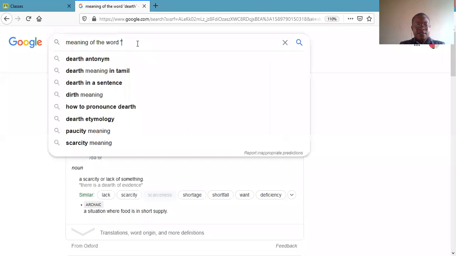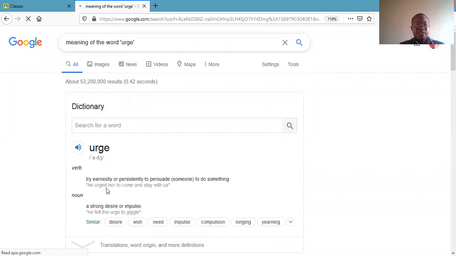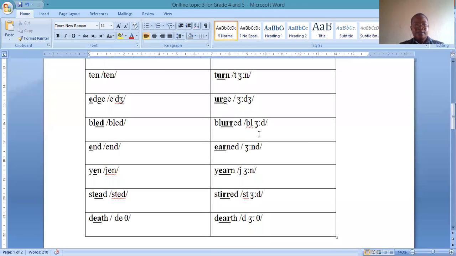All right, so I'm going to share the screen with my Google Finder, and we'll check the meaning of the word urge. Okay, so the meaning of the word urge is to try earnestly or persistently to persuade someone to do something. So an example there is, he urged her to come and stay with us. All right, so let's go back to the word list. All right, now we have bled and we have blurred.